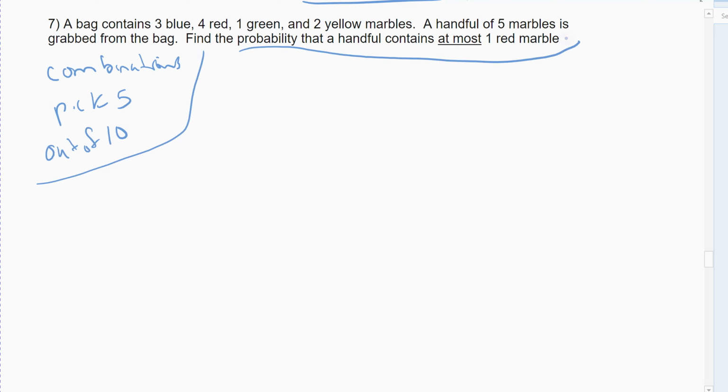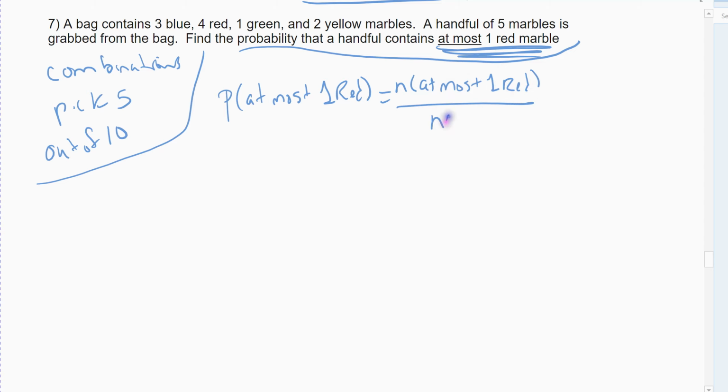Now we want a probability that, so what are we looking for? Probability the handful contains at most 1 red. So at most and at least, you're going to see those. You've got problems with at most on the quiz, at least on the quiz. You have to be able to find the probability of at most and at least. So we're looking for the probability we get at most 1 red. I need to figure out the number of outcomes that have at most 1 red out of my universal. And again, I'll find that fraction in a second.